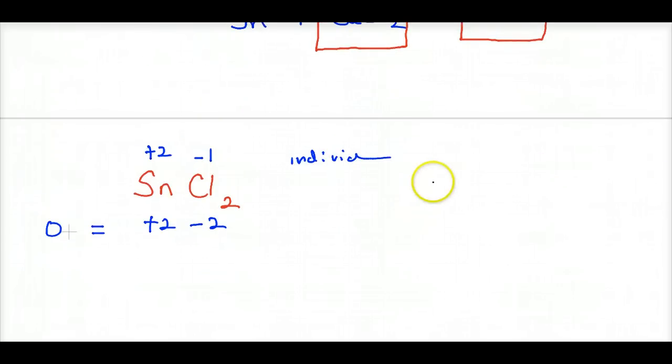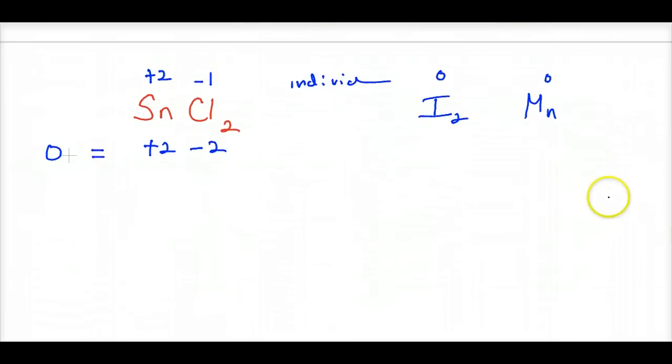Now, if I have a standalone element, like I2, we should know that's, of course, zero. Or any element hanging out by itself is zero. All right? Let's go over a ternary compound. Like, for instance, what if I had potassium permanganate, KMnO4? All right, so let's not make this element small. The manganese should be the same capital letter.